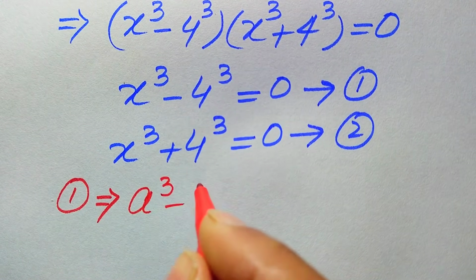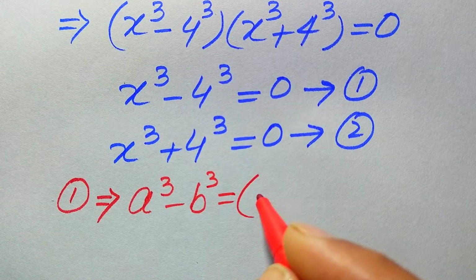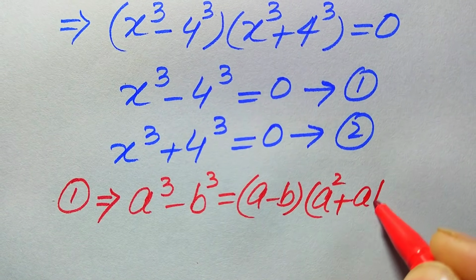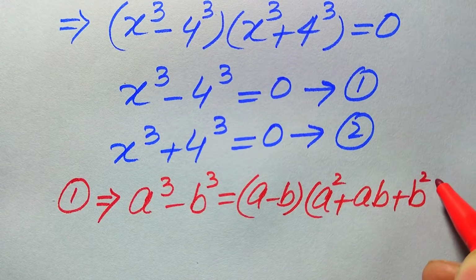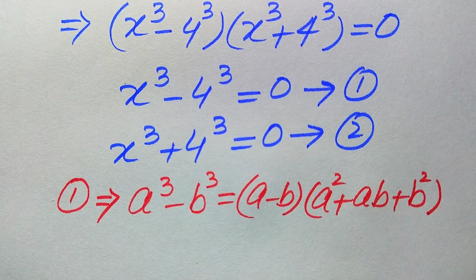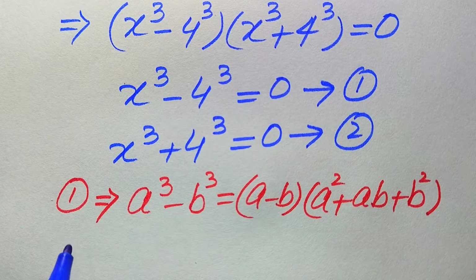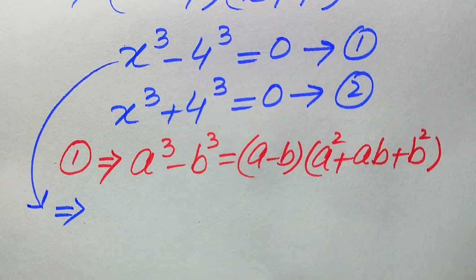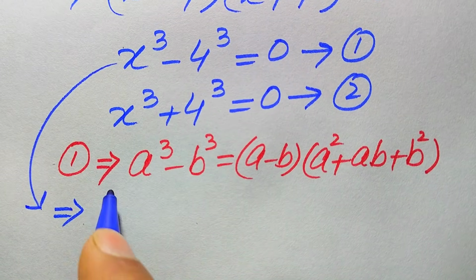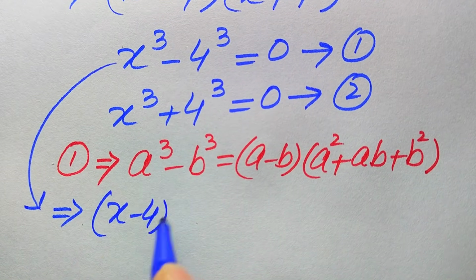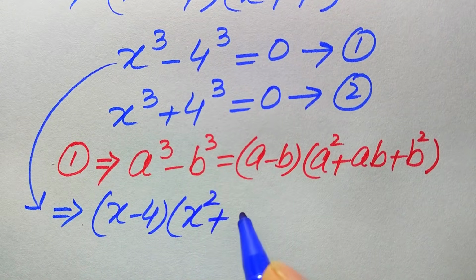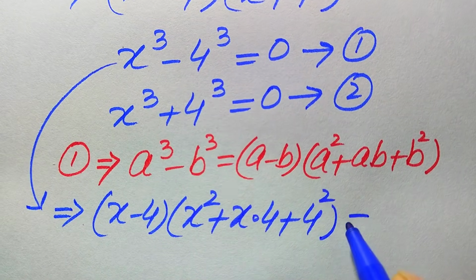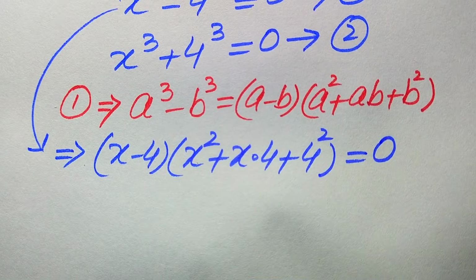You know about that: a cubed minus b cubed equals a minus b times a square plus ab plus b square. According to this cubic formula, we write our equation number 1 in this form. So we apply this formula here, and it becomes x minus 4 times x square plus x times 4 plus 4 square, and this whole equation is equal to 0.